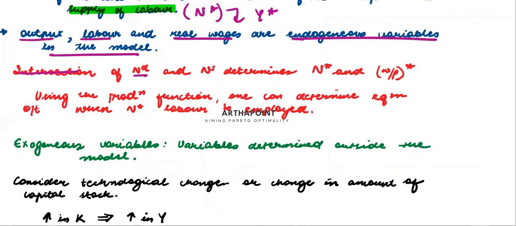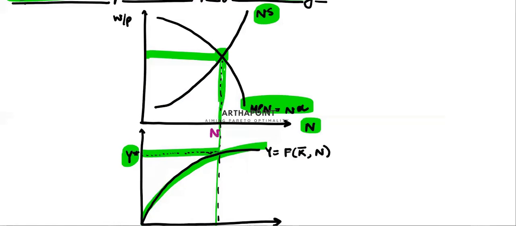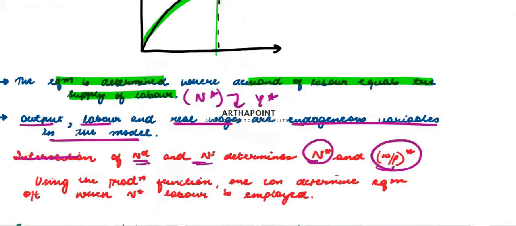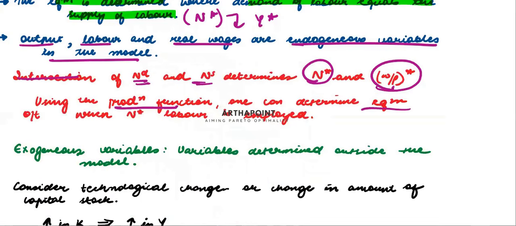Intersection of demand and supply determines N star and real wages. This is what I've shown you, right? You get to know how many people will be employed in the market and what will be the real wage at which they will be employed. Using the production function, one can determine output when N star is employed.